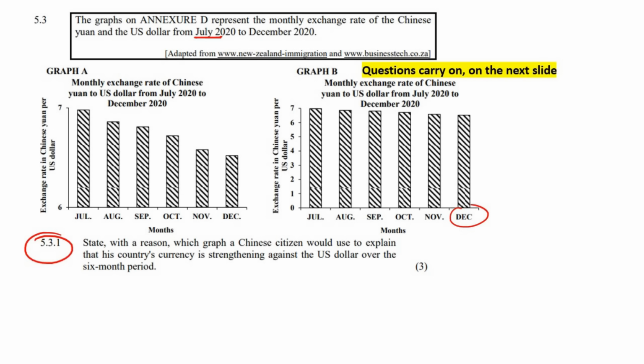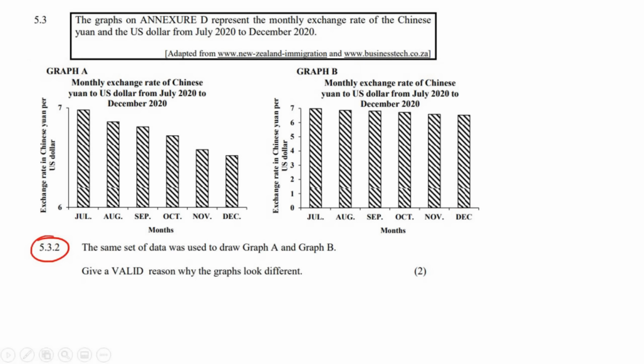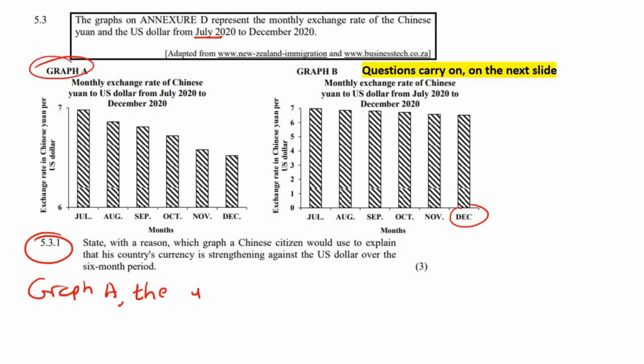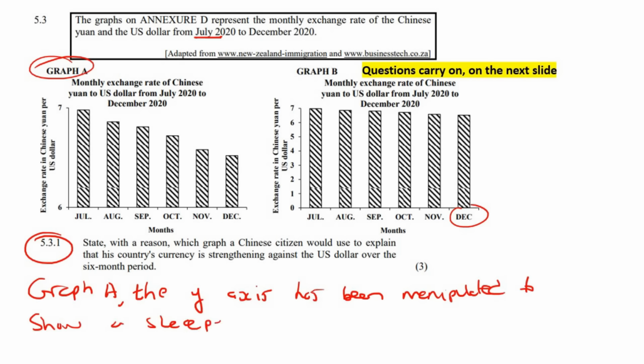So state with a reason which graph. I would use graph A, definitely. And then I would just say, so we can just say that the y-axis has been manipulated to show a steeper decline. Okay, you can see that it looks much better compared to this one. Okay, so they manipulated the y-axis, you see, compared to that.